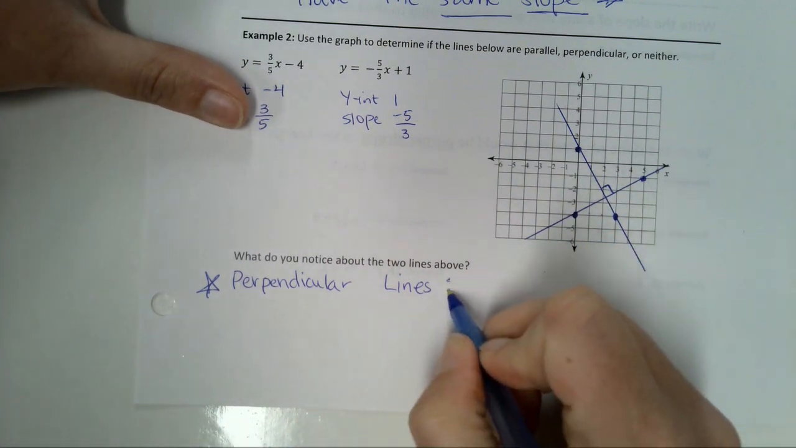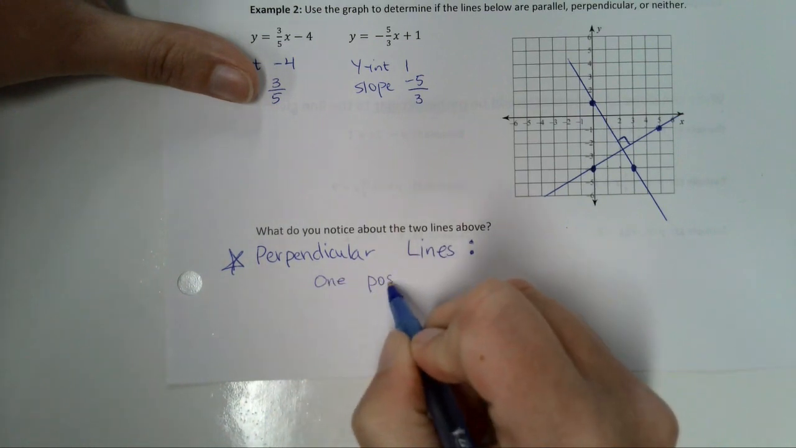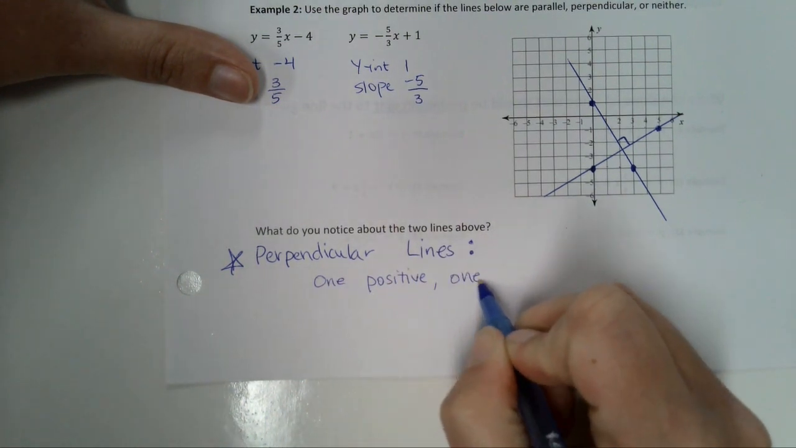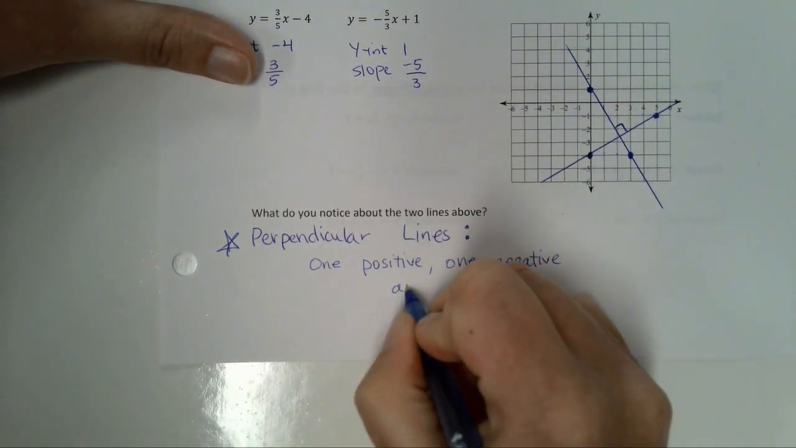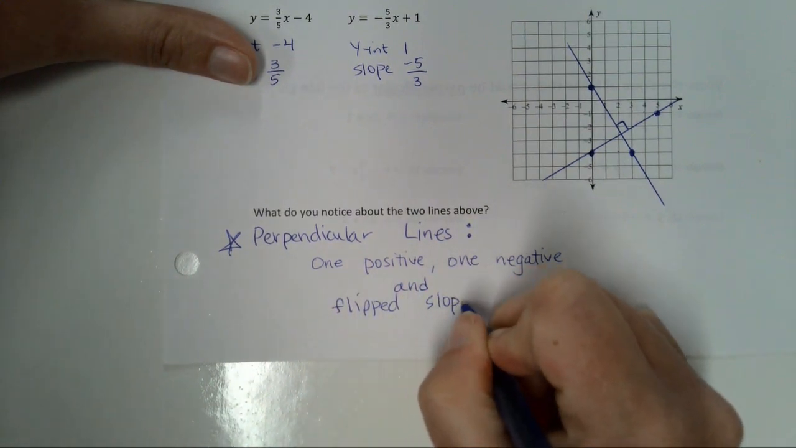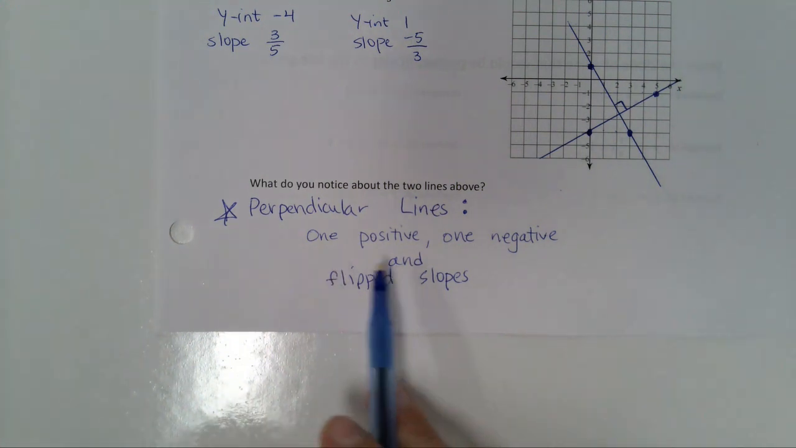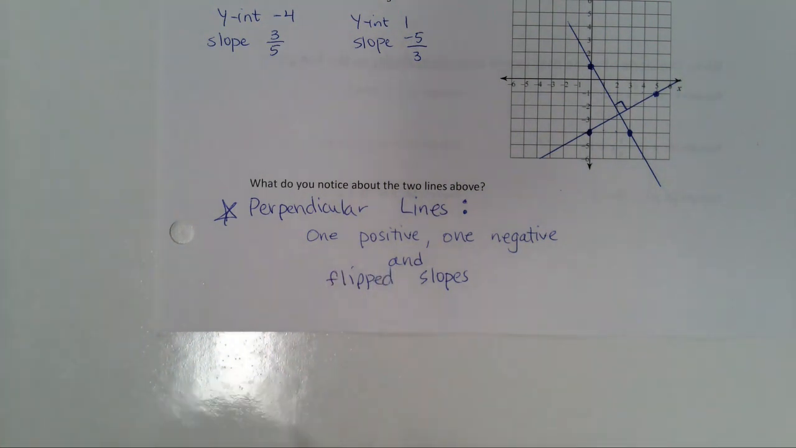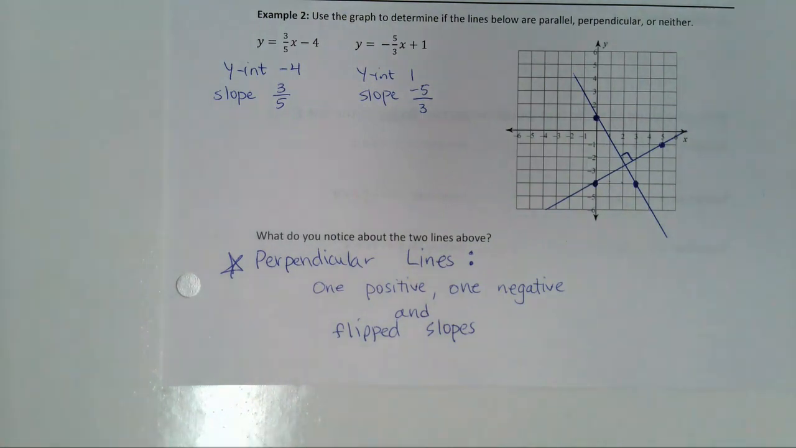How do I want to put this? One positive, one negative. This will always happen. One's going to be positive, one's going to be negative, and they will be flipped. Flipped slopes. There's actually a word for this. It's called reciprocal. But who cares about that? Okay, so what you are looking for is slopes that have been flipped, and one needs to be positive and one needs to be negative.